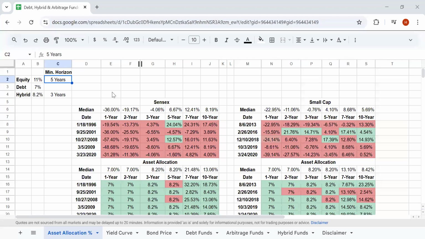The entire purpose of the investment is to achieve your financial goals, and asset allocation plays a very key role in delivering the desired results. Let's just look at how the asset allocation works.